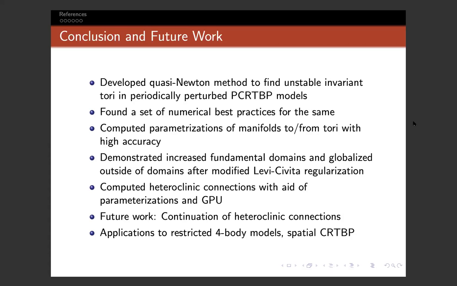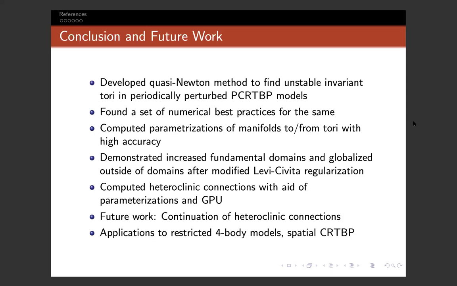And then we were able to use these parametrizations to compute heteroclinic connections using our GPU as well as a damped Newton method. So in the immediate future, our next thing that we want to do is continue the heteroclinic connections by rotation number. As mentioned earlier, we expect that in these periodically perturbed models, you can have changes of energy by following heteroclinic connections. So here we expect that a single torus should be able to intersect multiple tori in a different family of resonances, rather than only being able to intersect the one at the same energy level as is the case in the planar circular problem.